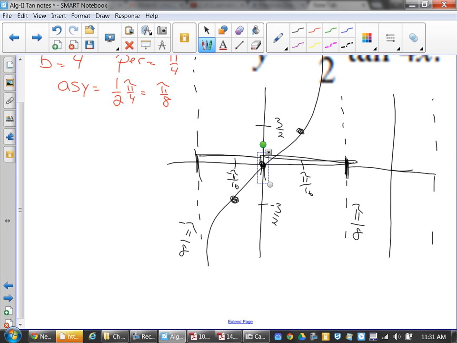Because the point of inflection is halfway between 0 and the asymptote.